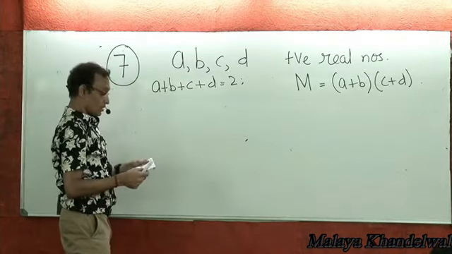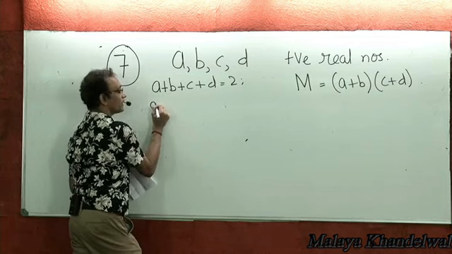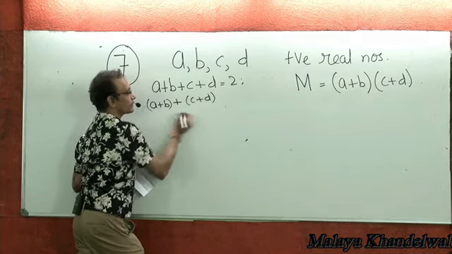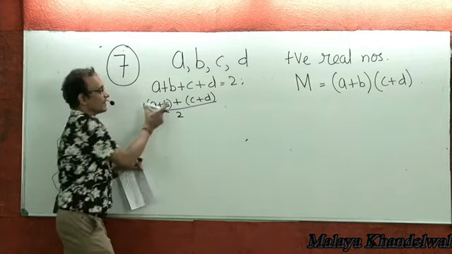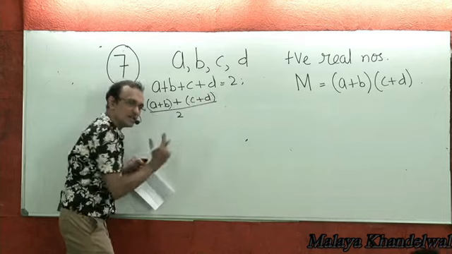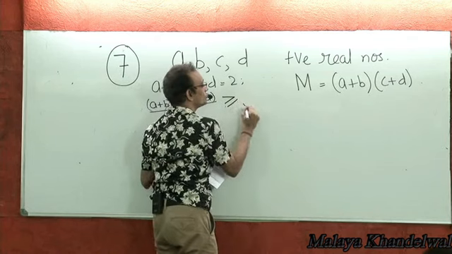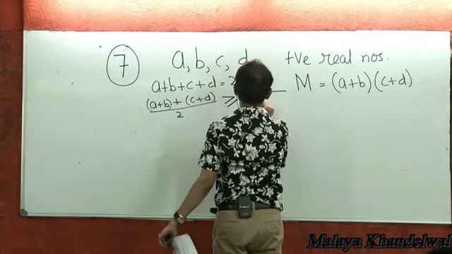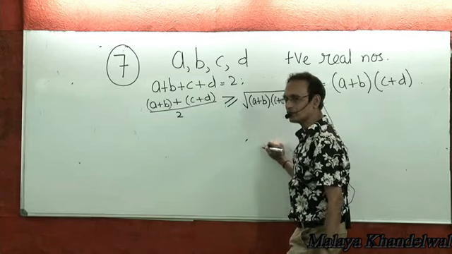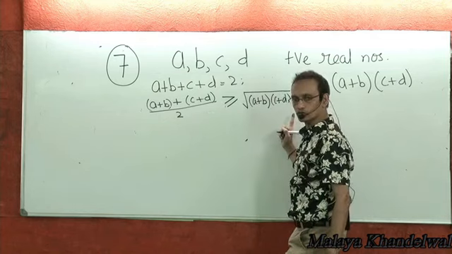Now, do you realize that A plus B is, say, one number and C plus D is another number? Then this is the arithmetic mean of these numbers, X plus Y by 2. This is the arithmetic mean of two positive numbers. And this has to be greater than or equal to the geometric mean of these numbers, A plus B into C plus D. Yes or no? AM greater than or equal to GM.